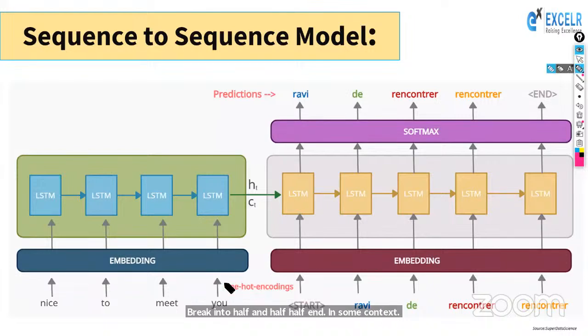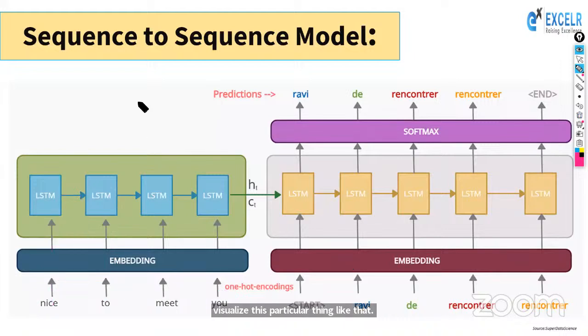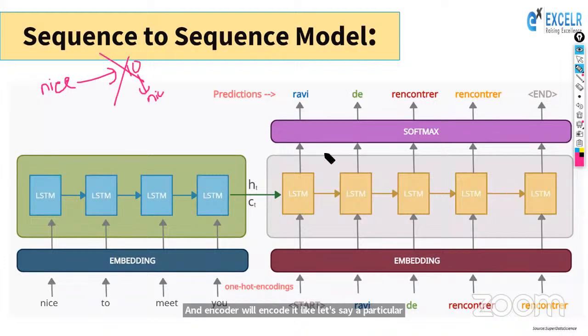Okay. So guys, don't visualize this particular thing like we just encode this "nice" into some particular encoded representation, and the decoder will just decode this numerical representation back into "nice". Don't visualize it like that. Here we have names like encoder and decoder. That doesn't mean that you have a particular word, let's say "nice", and the encoder will encode it as, let's say, a particular value like 10, and the decoder will convert this 10 into "nice". This is not the process here.